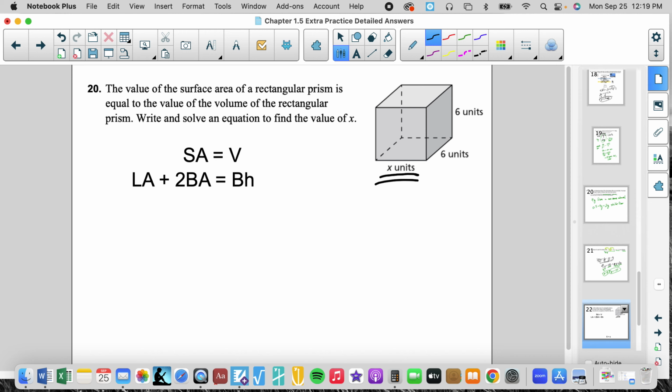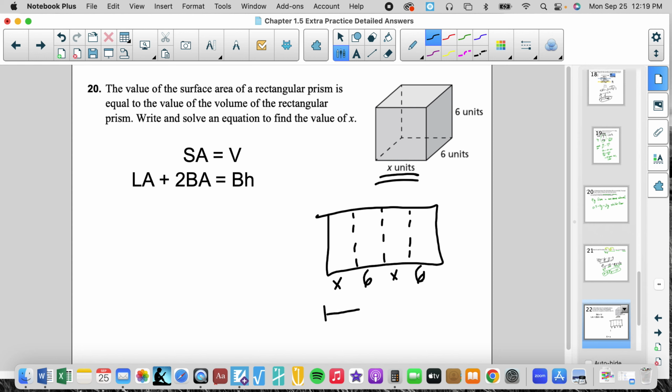So we're going to do the lateral area. That's sort of like the waist. It's the area around. So if we unfolded this, you would get a rectangle, and you'd have x units, 6 units, x units, 6 units. And we know the area of a rectangle is going to be length times width. We know the height of that is going to be 6 units. So how do we add those up? You have x plus 6 plus x plus 6, which is 2x plus 12.